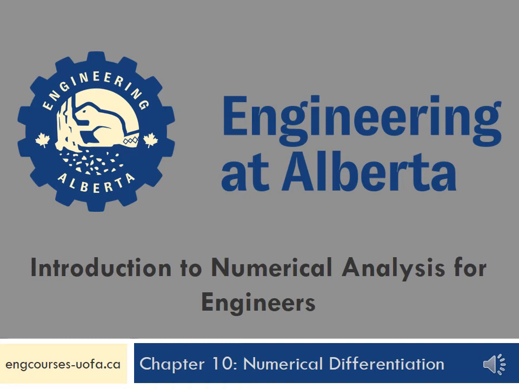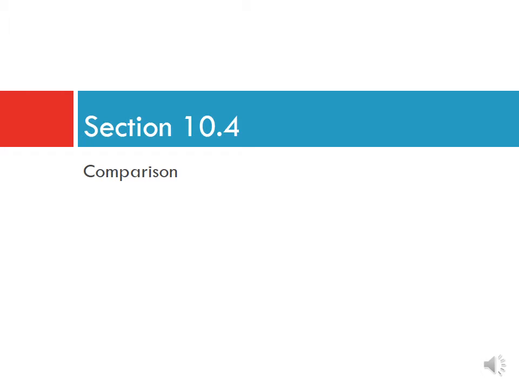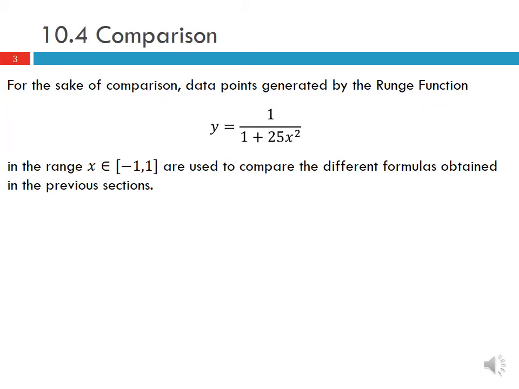In this video, we're going to continue our discussion of numerical differentiation. In particular, we're going to talk about a comparison between some of the different numerical differentiation formulas that were introduced in the previous sections 10.2 and 10.3. For the sake of comparison, data points generated by the function y = 1/(1 + 25x²) in the range of -1 to 1 are used to compare the different formulas obtained in the previous sections.